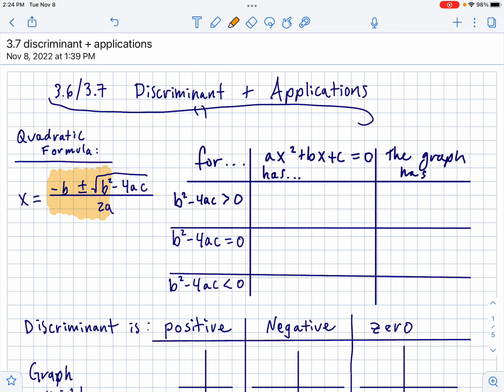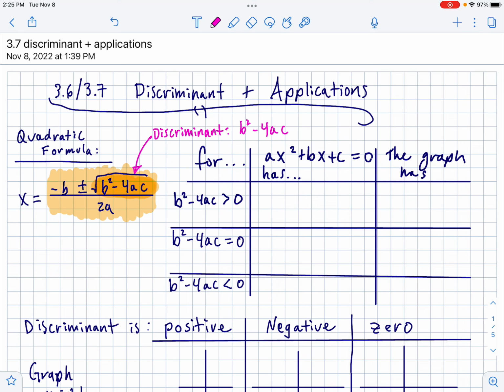So, last class we sang a little song and we learned about the quadratic formula. Negative b plus or minus the square root of b squared minus 4ac. Now, what we didn't talk about is this little part that's just underneath the square root has a special name. That name is the discriminant. So the discriminant is the b squared minus 4ac part of the quadratic formula.